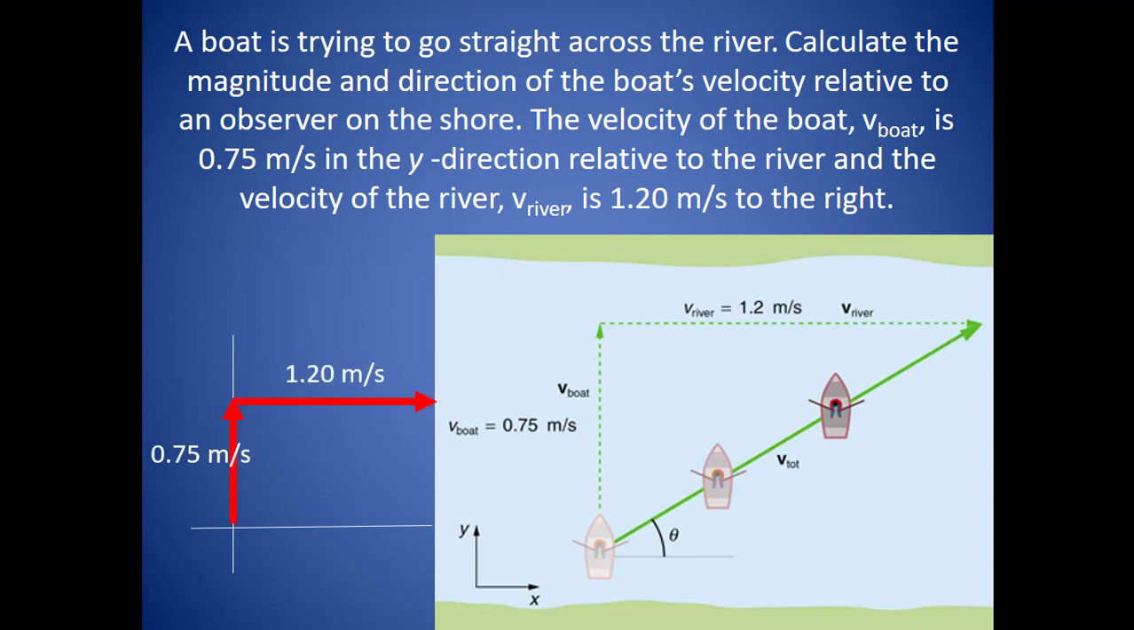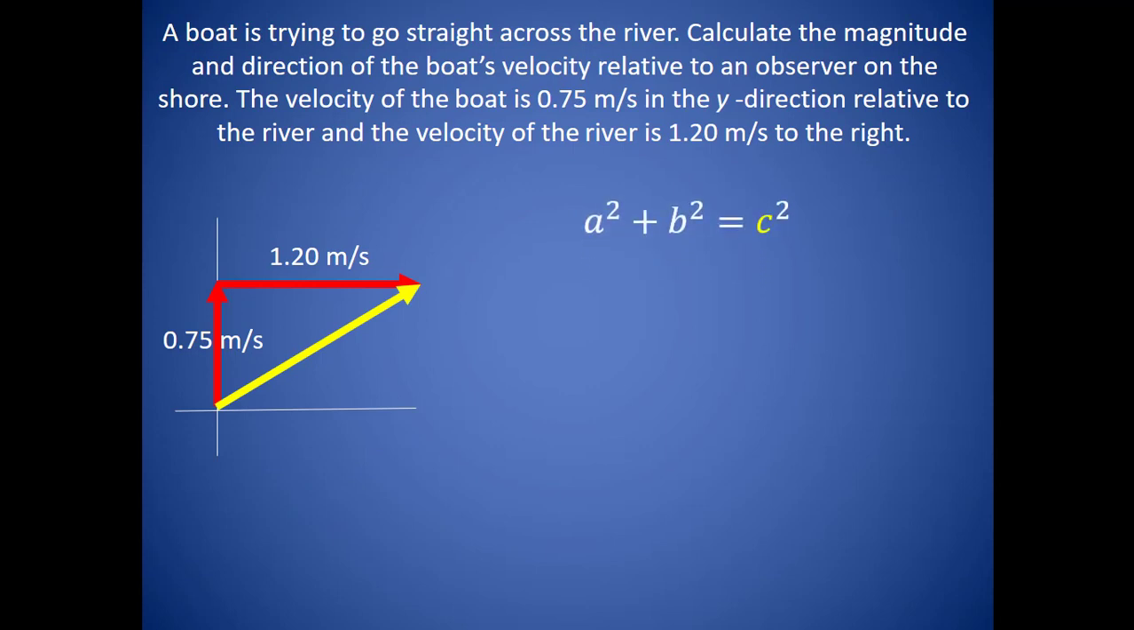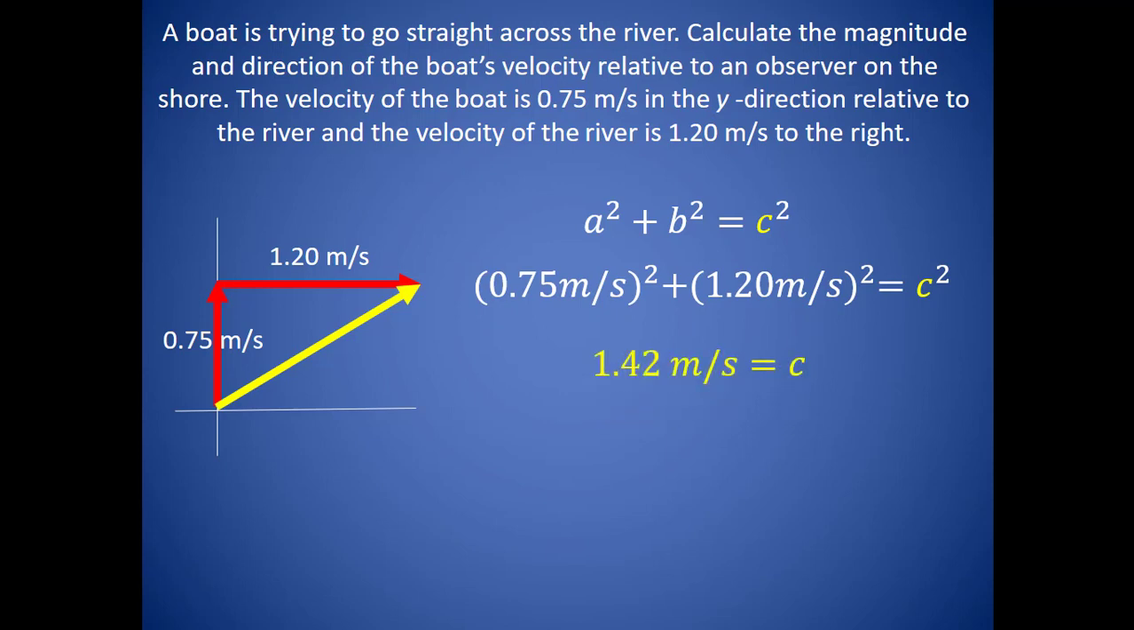So this is a simple matter of solving for a resultant vector by adding two vectors that are at right angles to each other. So we're going to use Pythagorean. In this case, we have 0.75 squared plus 1.2 squared. We're going to square root that, and we're going to have 1.42 meters per second as the velocity of our boat.